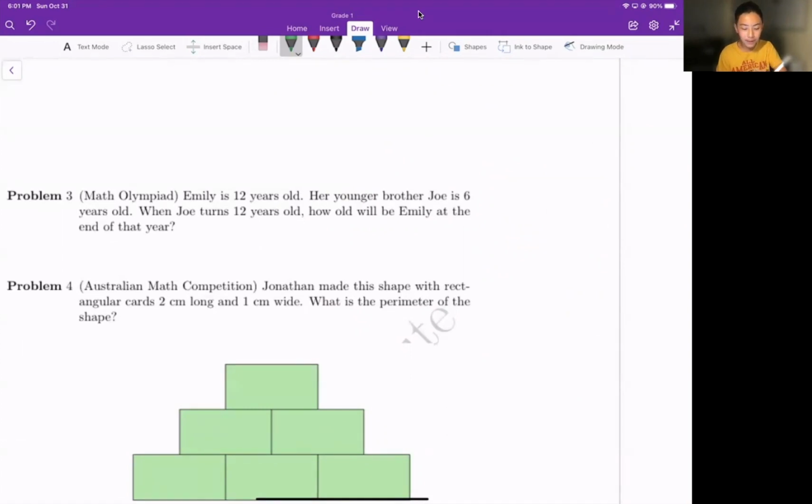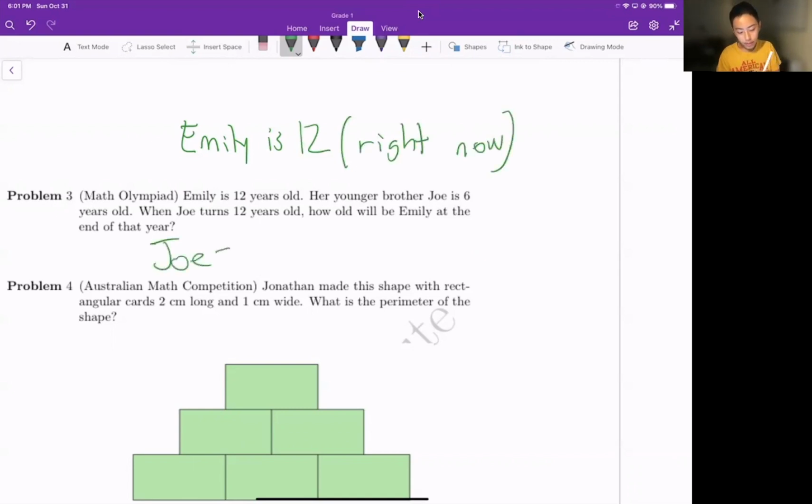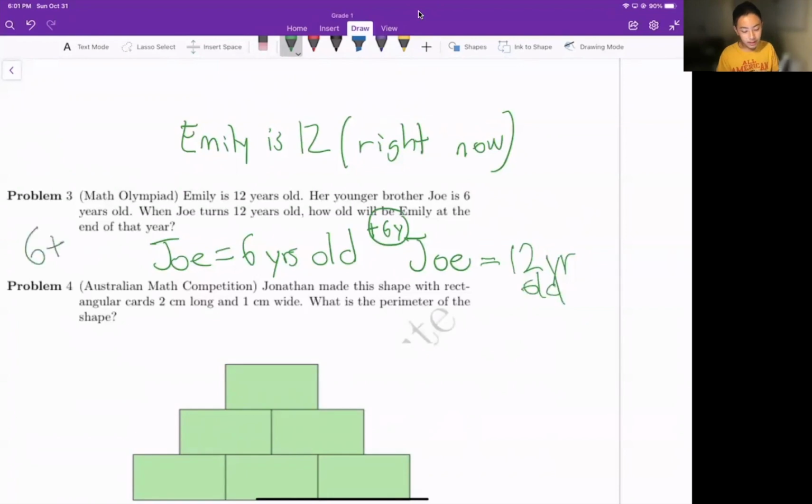So first of all, Emily is 12 years old right now, okay? Joe equals 6 years old right now. So when 6 years pass, Joe will turn 12 years old, because 6 years plus 6 years equals 12 years old. And the 6 represents Joe's current age plus the number of years it will take for Joe to turn 12 years old.